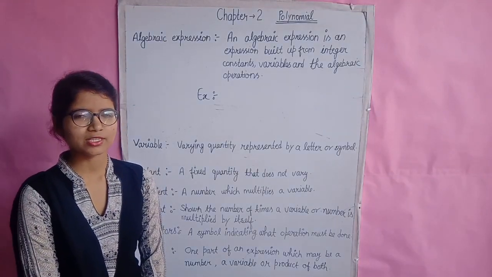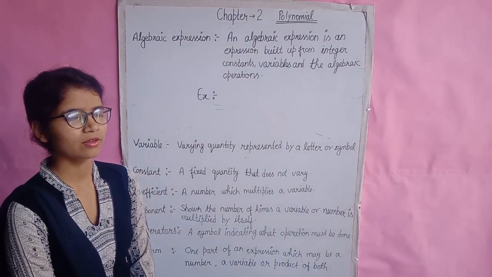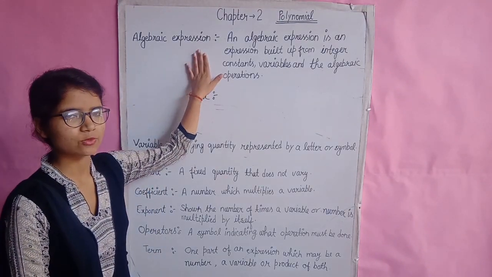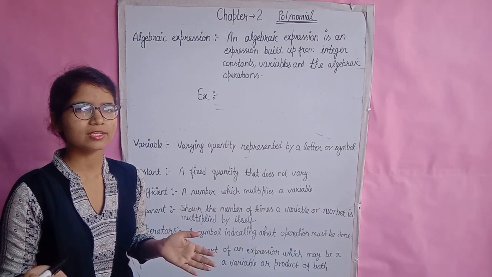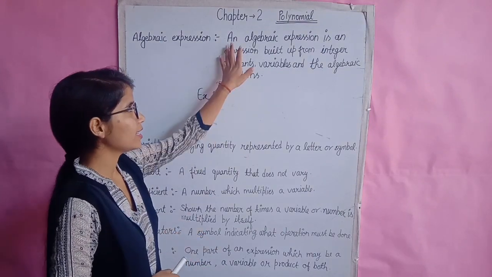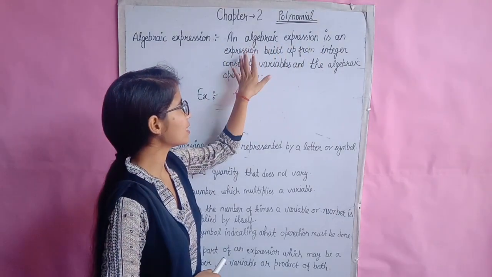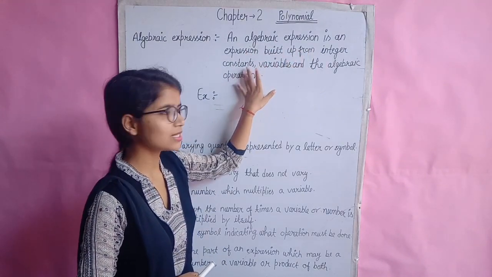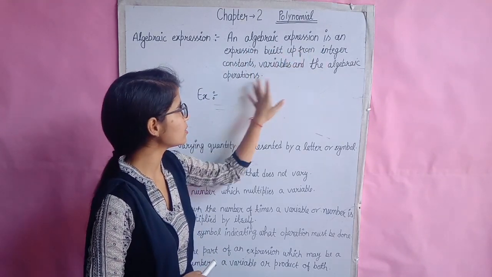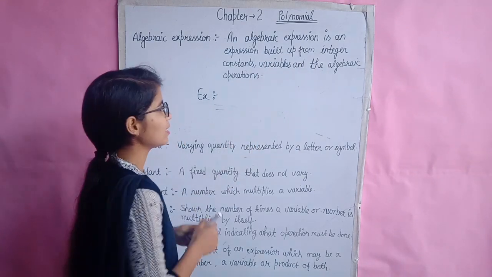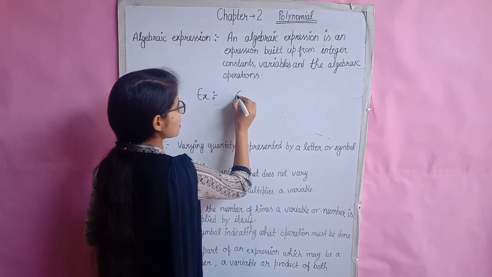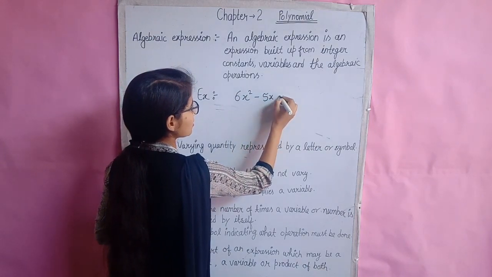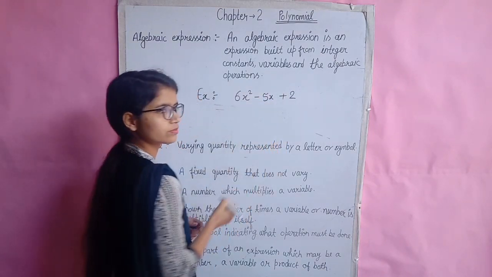Today we are going to start chapter 2, polynomials, of class 9th. Our first topic is algebraic expression. Then what is an algebraic expression? An algebraic expression is an expression built up from integer constants, variables and the algebraic operations. Example: 6x square minus 5x plus 2. Clear?